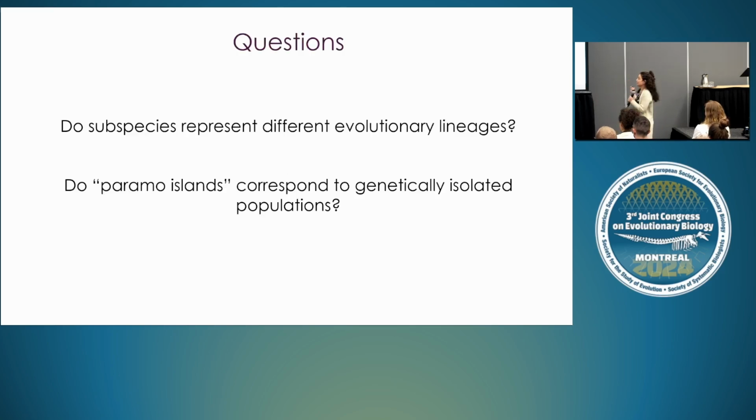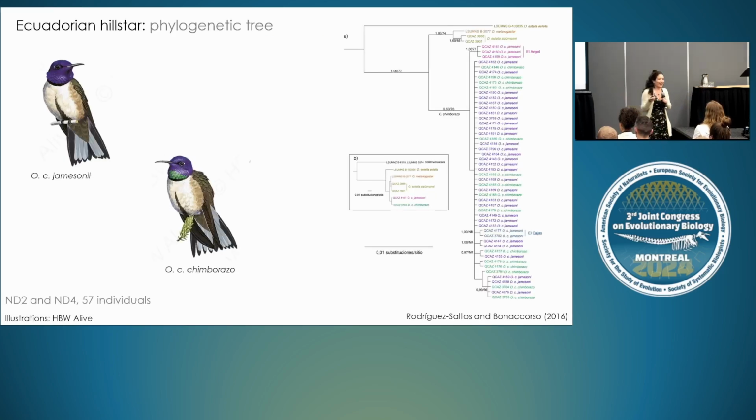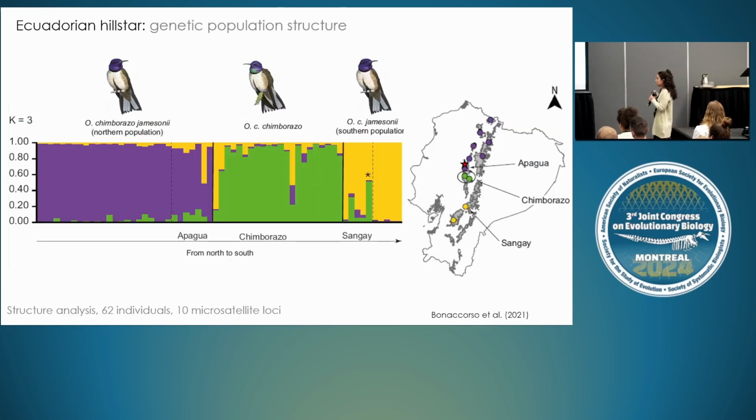We started asking two questions: if these two subspecies were independent evolutionary lineages, and if these paramo islands were actually getting connected and disconnected, and actually disconnected in the present. We started in the golden era of mitochondrial DNA. Of course, we found that wasn't enough, and we decided to design our own microsatellite primers, and we got 10 microsatellites. And this is where the story started to get interesting.